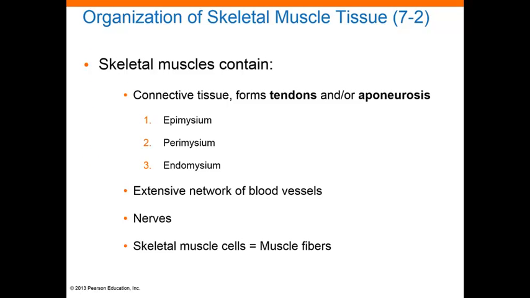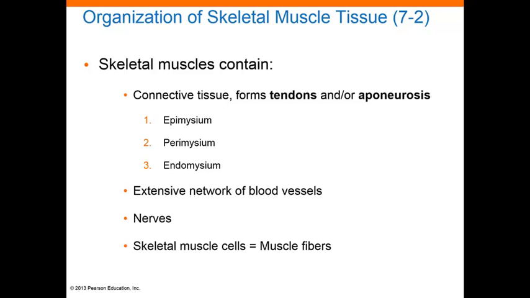Skeletal muscles are organs that contain 3 layers of connective tissue. The epimysium covers the entire muscle. The perimysium divides the muscles into bundles called fascicles, and blood vessels and nerves are contained in the perimysium. The endomysium covers each muscle fiber and ties fibers together. It contains capillaries and nerve tissue.